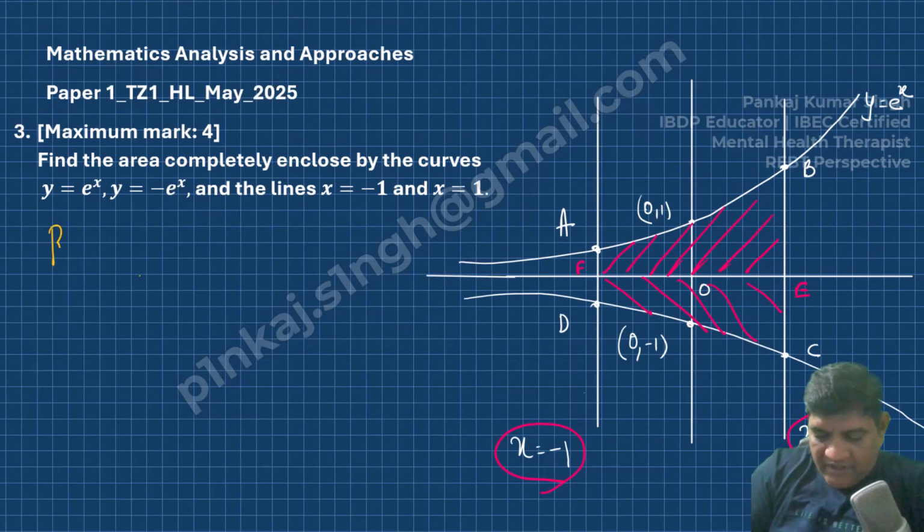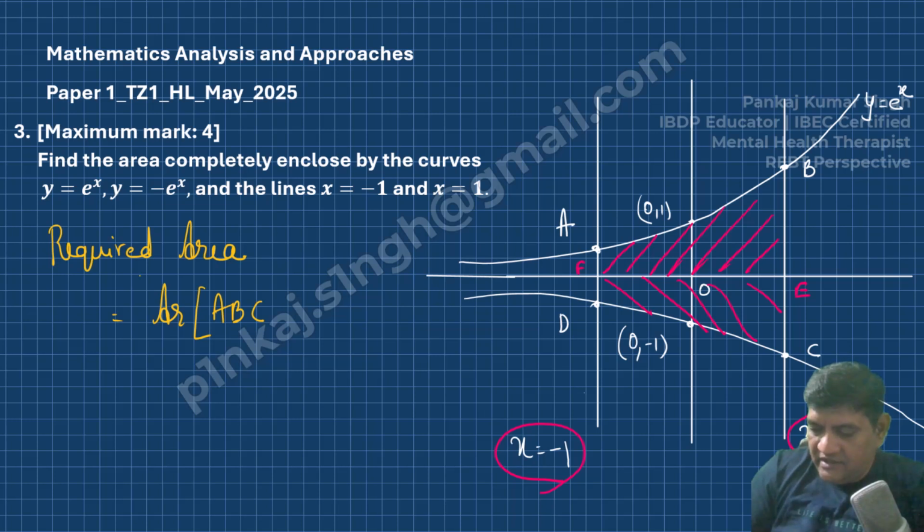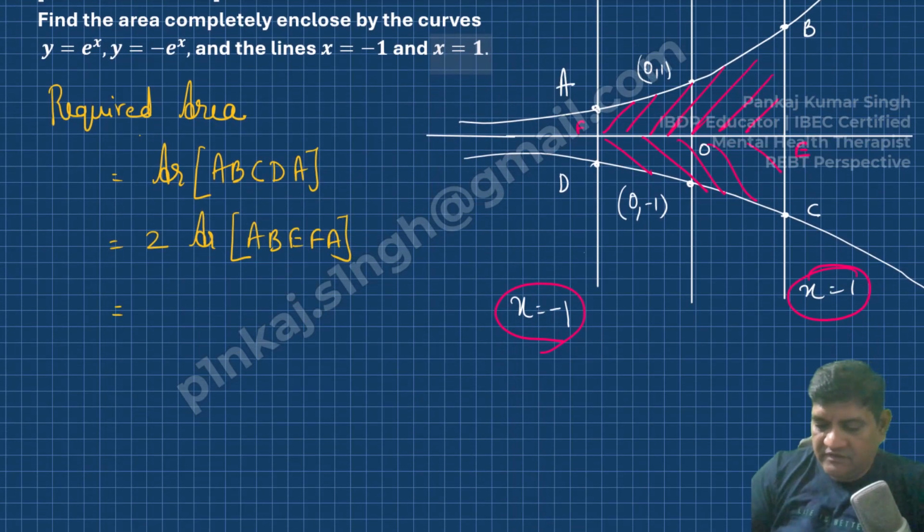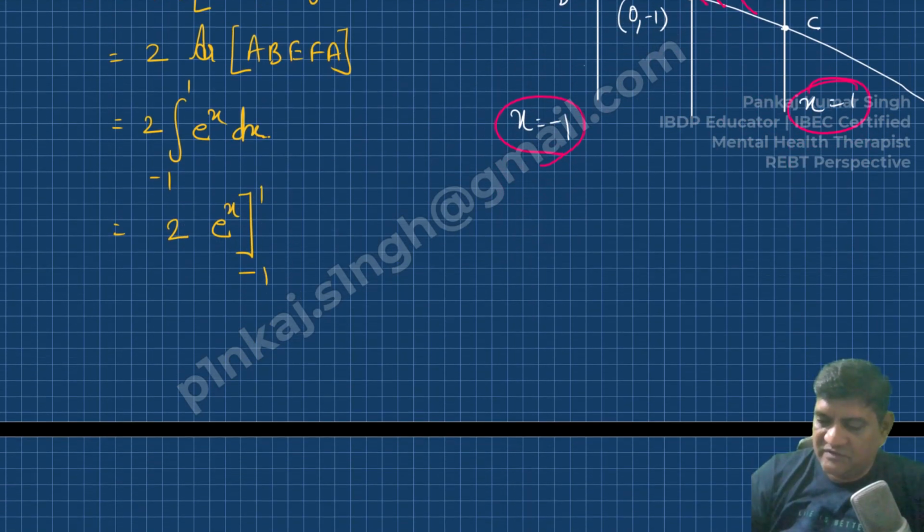Let's quickly do that. Required area is the area A, B, C, D, A, and I can write that as twice the area of A, B, E, F, A. So how do I get that? I can say this is twice the integral from -1 to 1 of e to the power of x dx, which is nothing but twice e to the power of x, whose integral is e to the power of x itself, from -1 to 1. So I can go ahead and simply substitute the value.